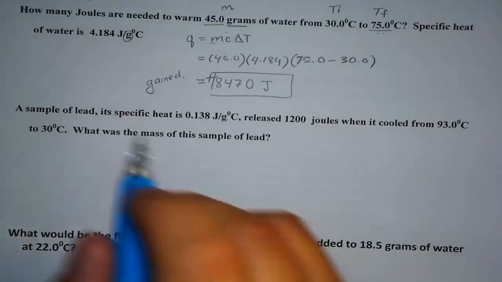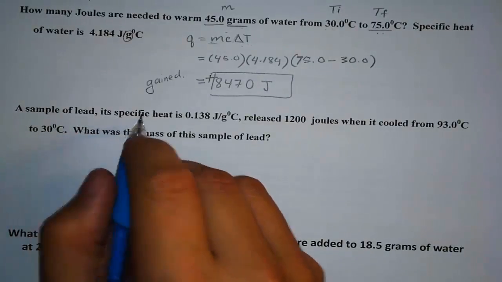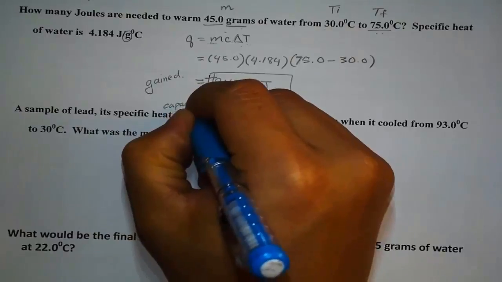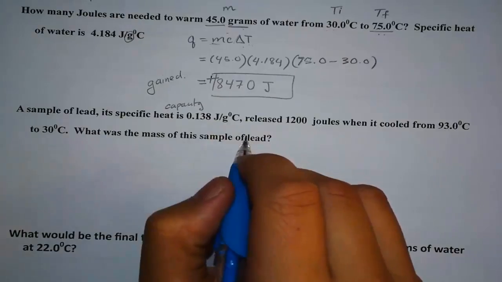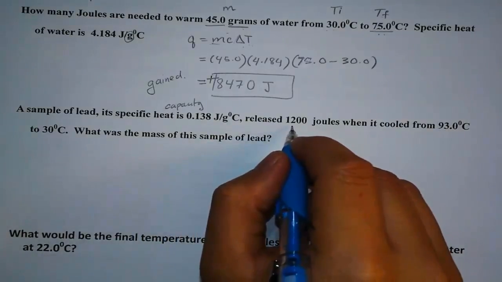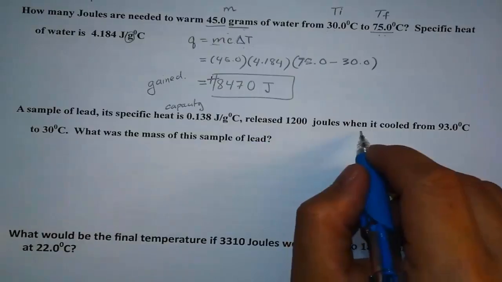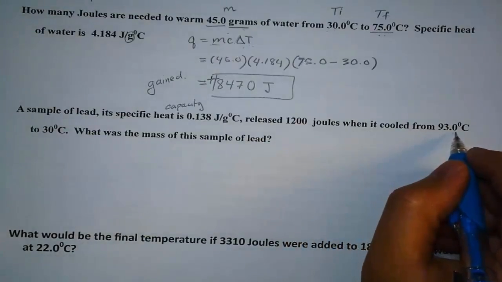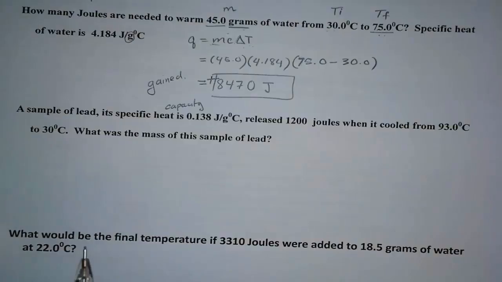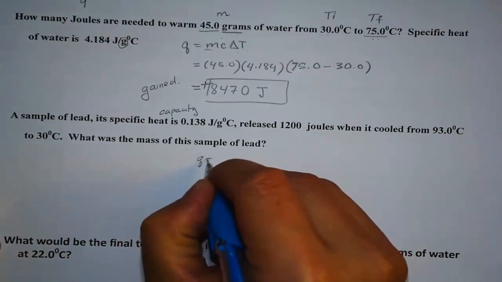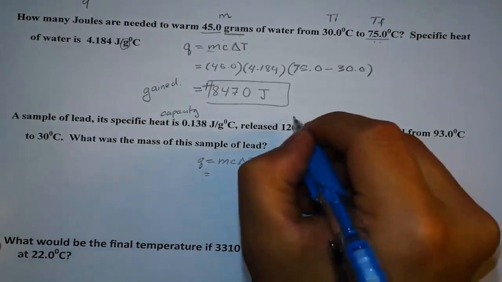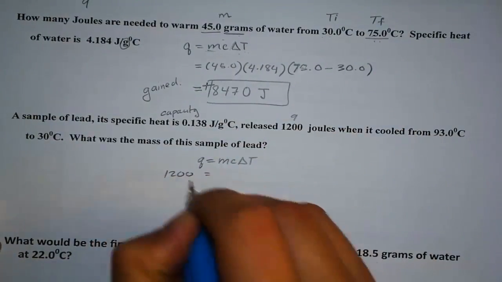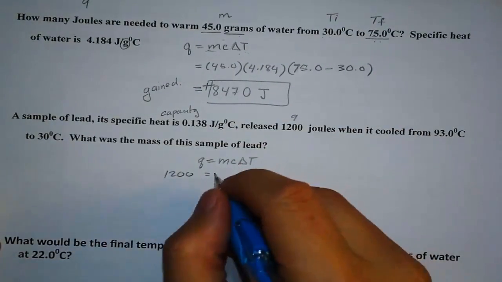Okay, let's try another problem. A sample of lead, whose specific heat capacity is 0.138 joule per gram per degree Celsius, releases 1200 joules when it's cooled from 93 degrees Celsius to 30 degrees Celsius. What is the mass of this sample of lead? So again, Q equals M C delta T. And we know Q in this case is 1200.